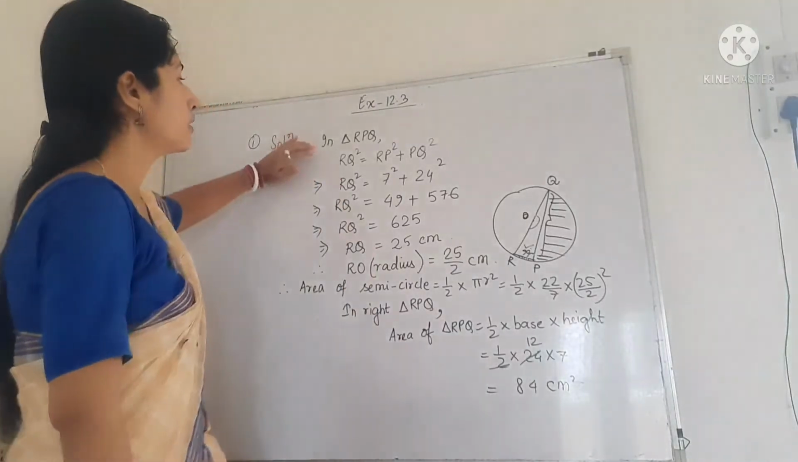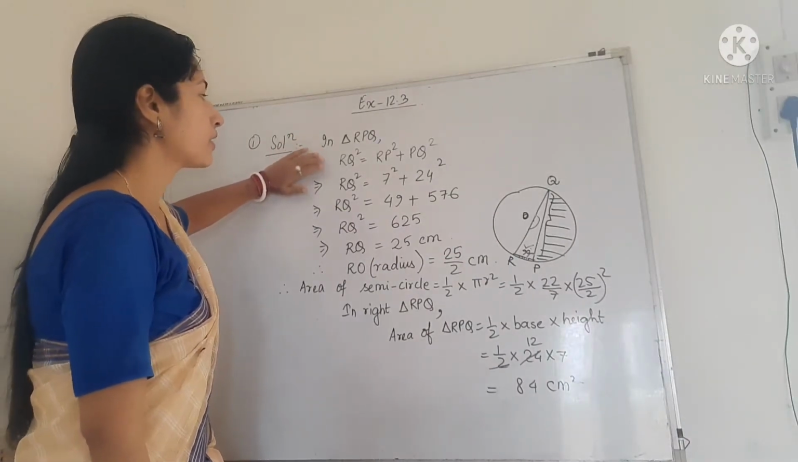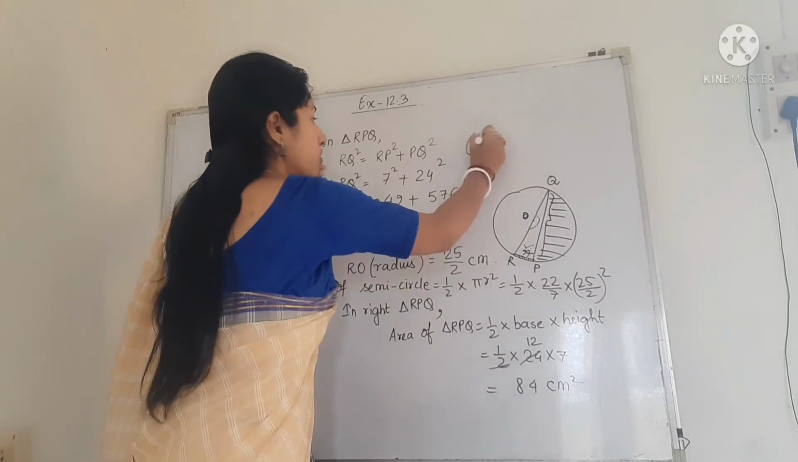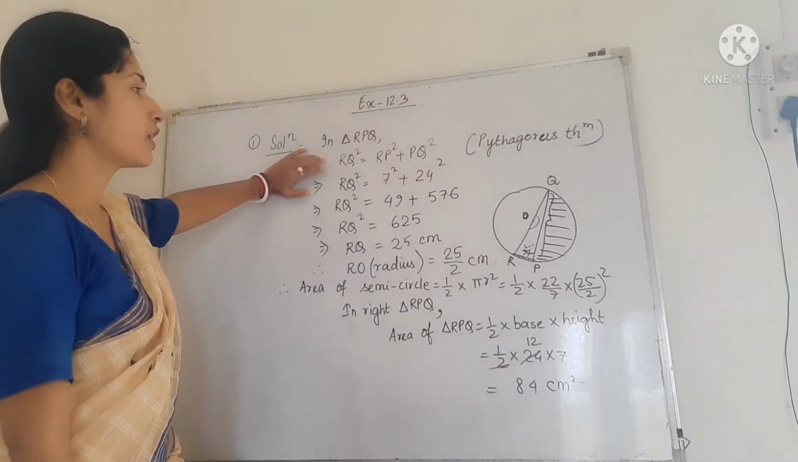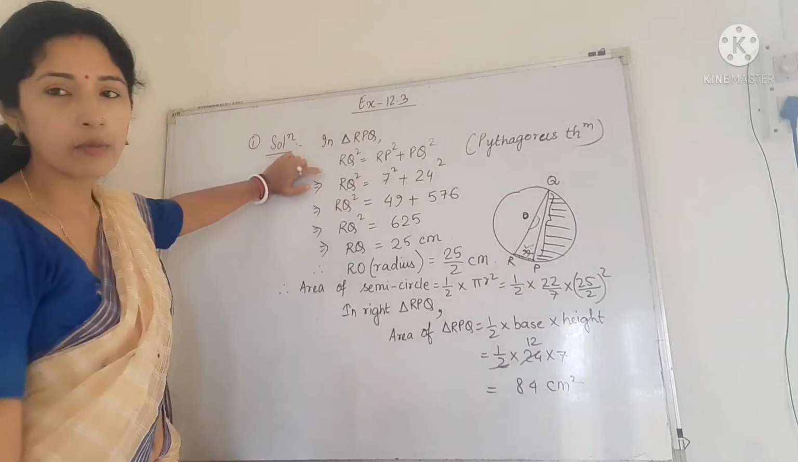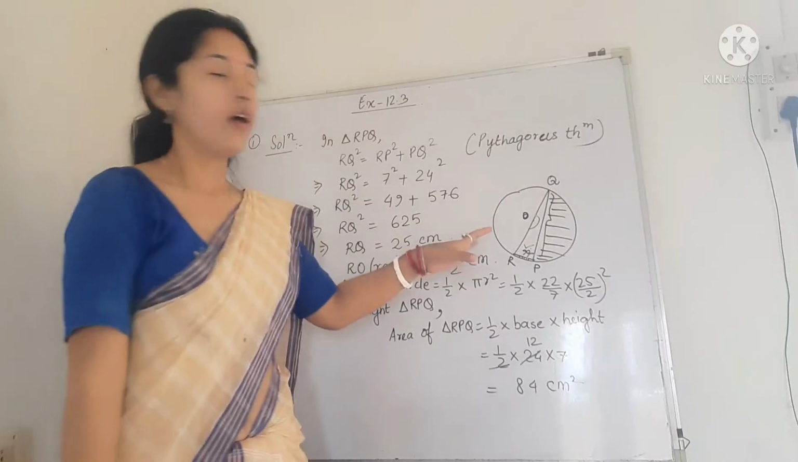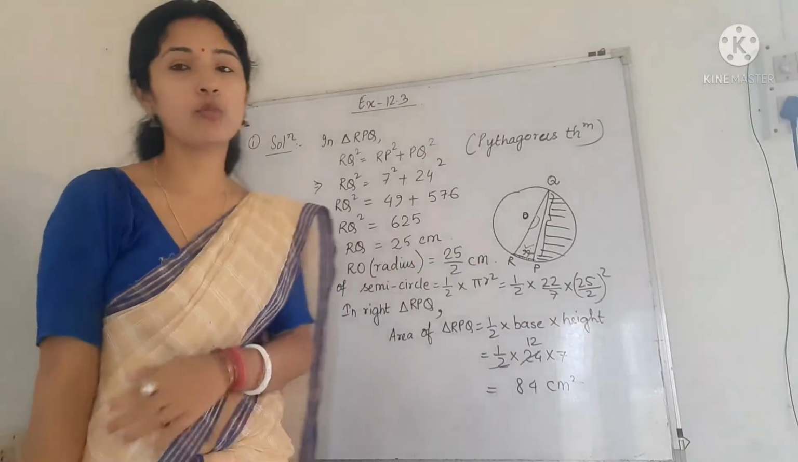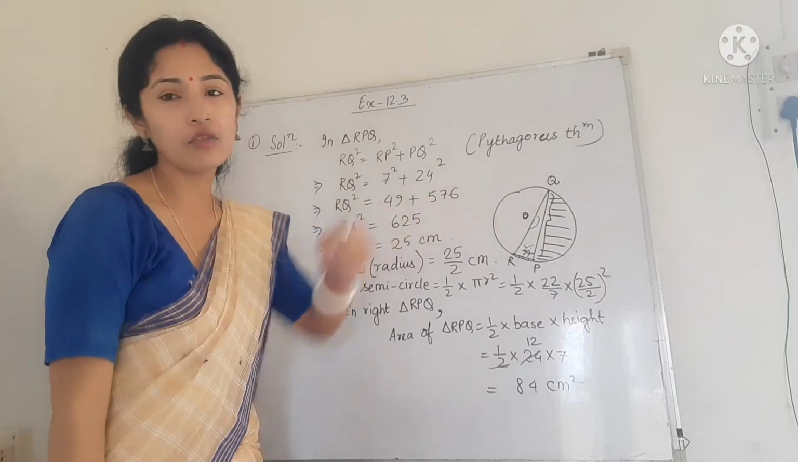So students, see, in right triangle RPQ we can apply the Pythagoras theorem. By using Pythagoras theorem we can write RQ square is equal to RP square plus PQ square. After putting the values, we will get the value of RQ to be 25 centimeters. So RQ is what? RQ is the diameter of the circle.